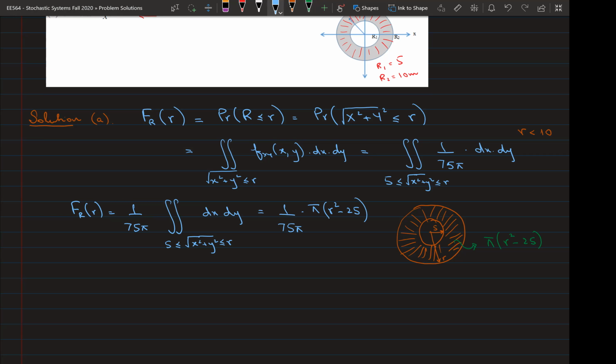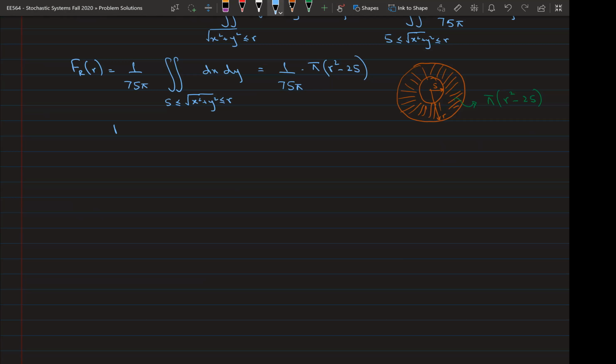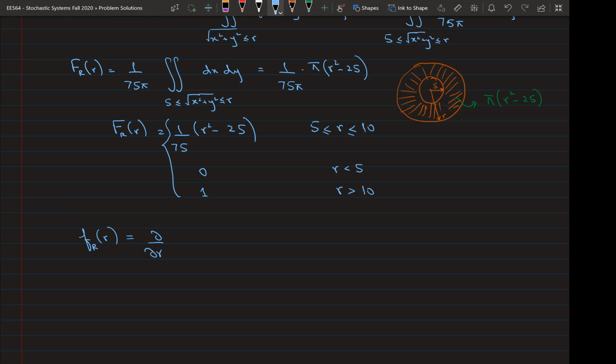Let me write this down here just to clarify what the limits are. So this is the CDF of r, which is equal to 1 upon 75 pi times pi times (r squared minus 25), and the pi cancels, so this is (r squared minus 25) upon 75. This mathematical relationship holds true only when r is between 5 and 10, right? That should be clear. And it's going to be equal to 0 for all values of r which are less than 5, and equal to 1 for all values of r which are greater than 10. Okay, so this is the CDF of r. In order to compute the PDF, all I need to do is compute the derivative of the CDF.